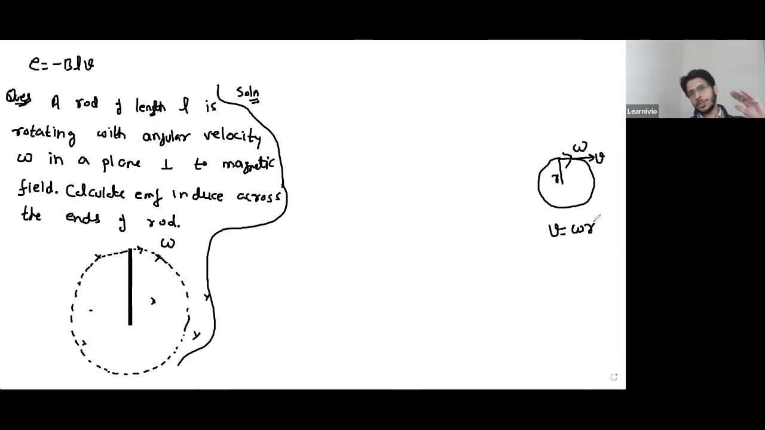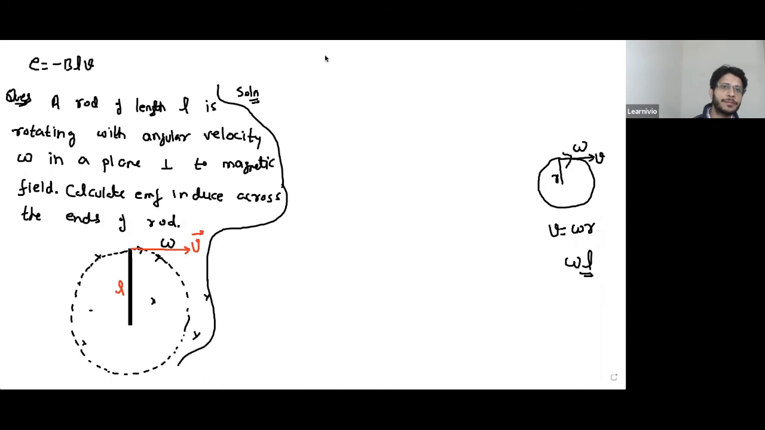This is linear velocity, which is tangential to the circular path. This is angular velocity multiplied by the radius of the path. So if this rod is rotating in a plane perpendicular to the magnetic field with an angular velocity omega, then the linear velocity of the rod is this, where the length of the rod is L. And this v for this point will be omega multiplied by the length of the rod.